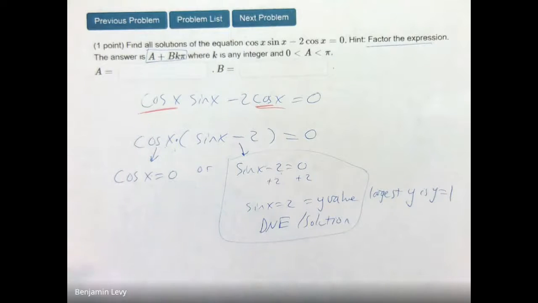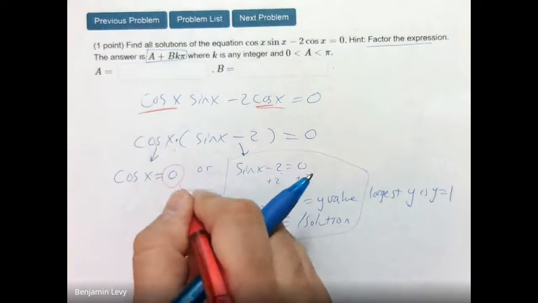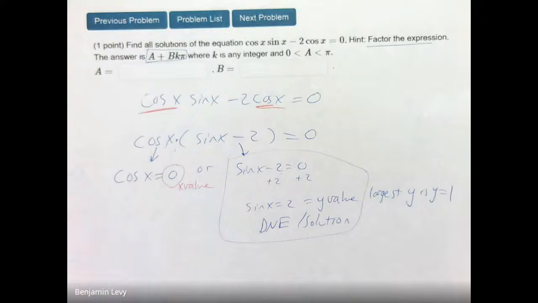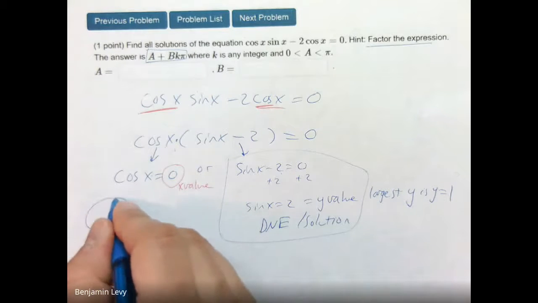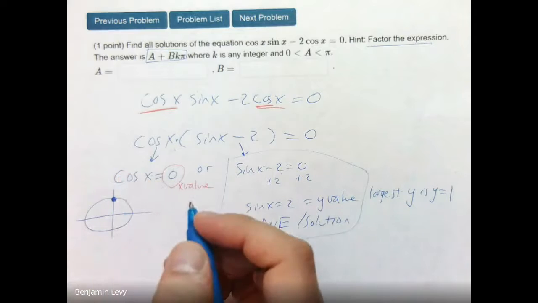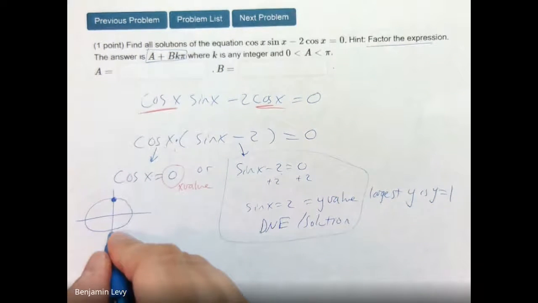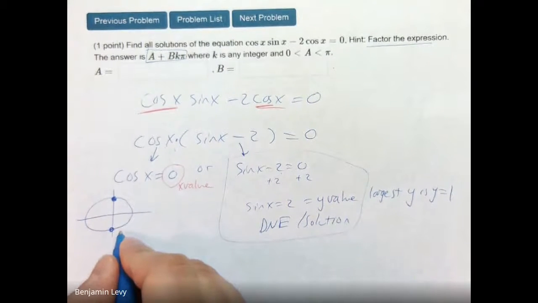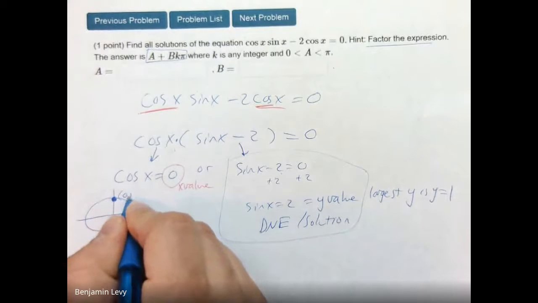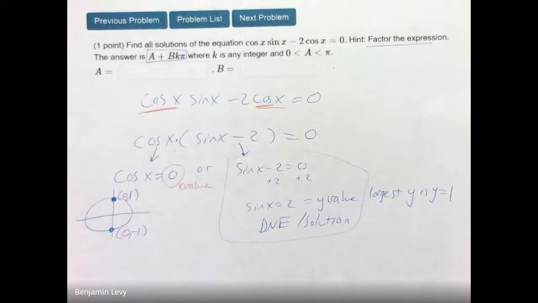This is an x value on the unit circle because we're talking about cosine, right? Cosine is the x value. And on the unit circle, the x value is 0 right here, but right here and also right here. That's the points (0, -1) and (0, 1). And so the x value is 0 in both of them.